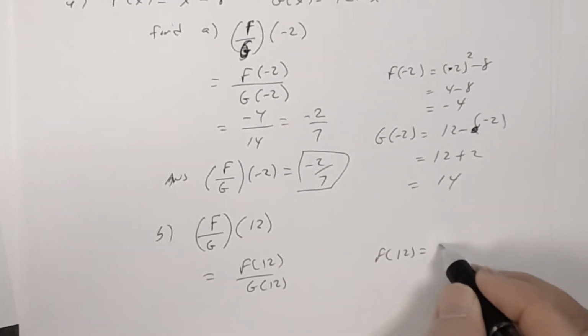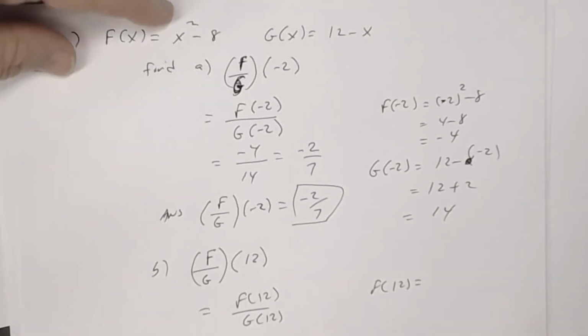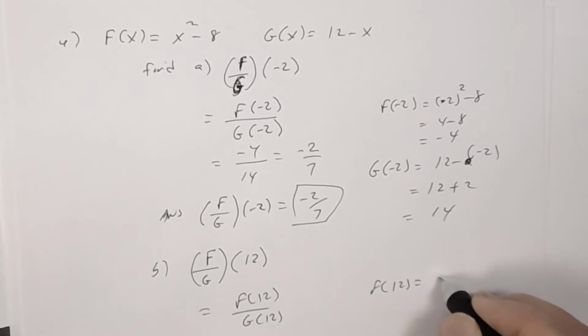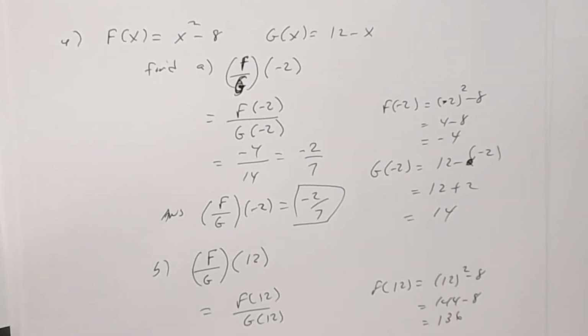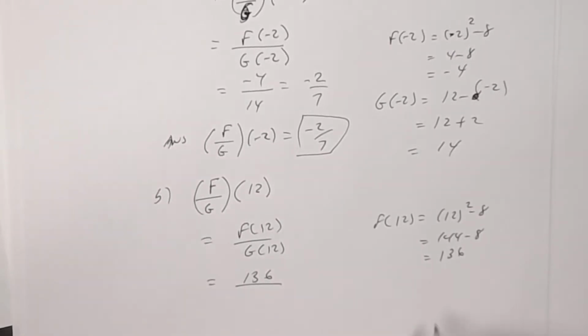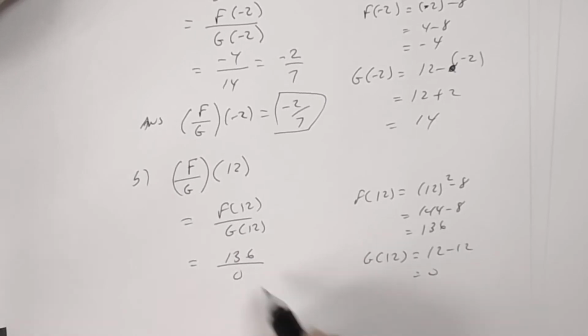So f of 12 then would be, remember, this is my function f of x is x squared minus 8. So that's 12 squared minus 8. So that's 144 minus 8, which is 136. So that's the numerator. The denominator, though, you want to find g of 12. Well, your function g is this linear function, 12 minus x. So that's 12 minus 12, which is 0. So the denominator is 0.